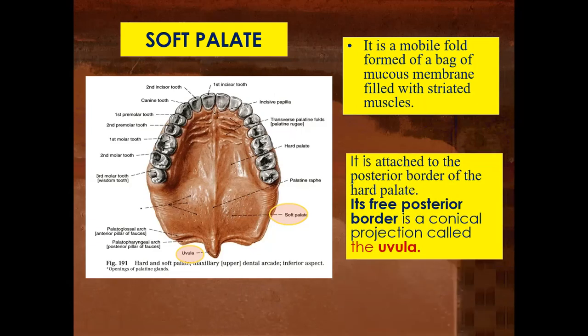It is attached to the posterior border of the hard palate. As you saw, this is the hard palate. The posterior part of the soft palate is free, and it has a conical projection called the uvula.